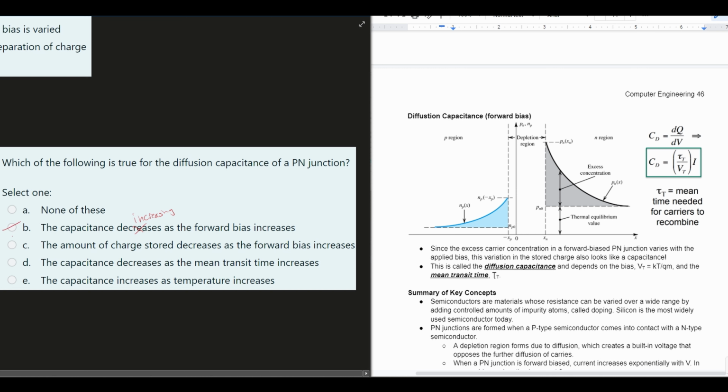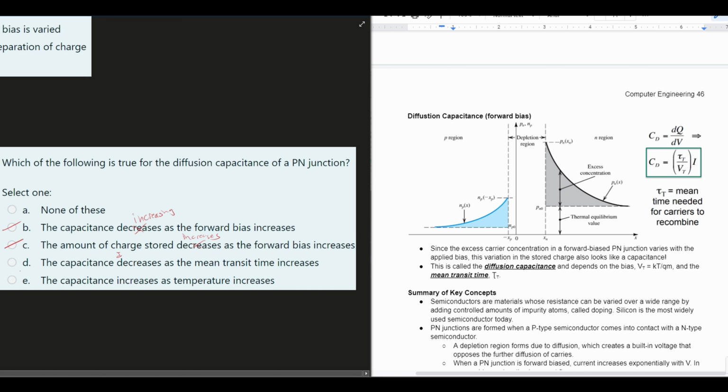So this is incorrect. For part B, it says the amount of charge stored decreases as the forward bias increases. Well, charge is current, which is I. So the amount of current stored should actually be increasing as our forward bias is increasing. These are proportional to each other. So we can write increases here, and this is incorrect.